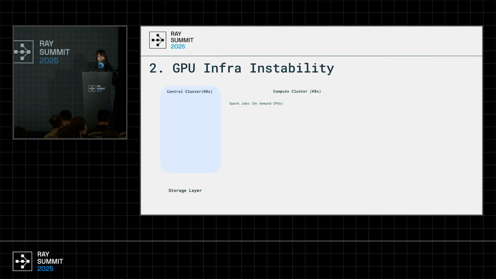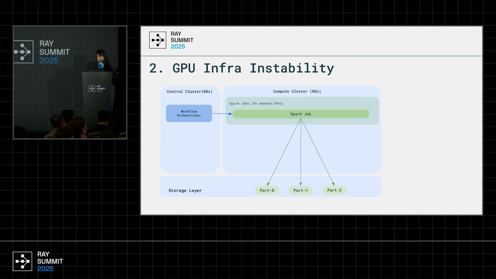So I want to show some animation here. We still have this control cluster and a compute cluster. And now we are running a Spark job, writing 3 partitions here.